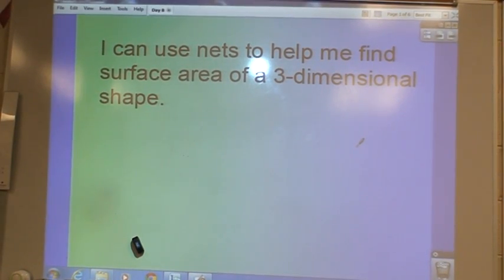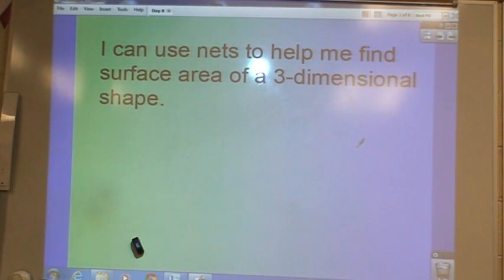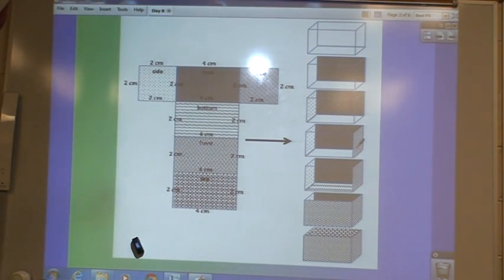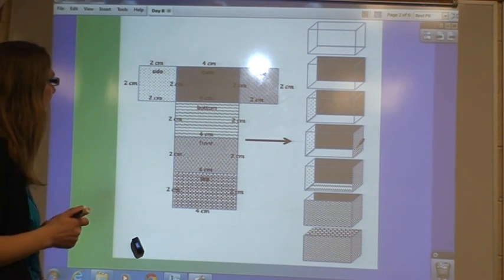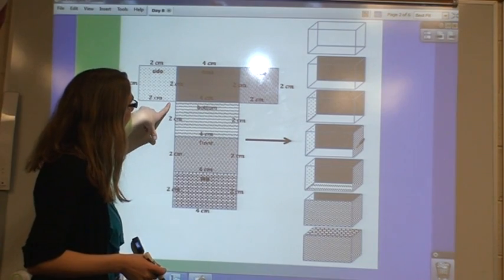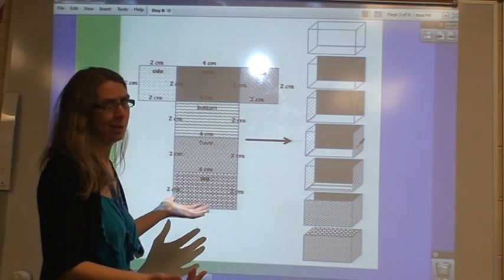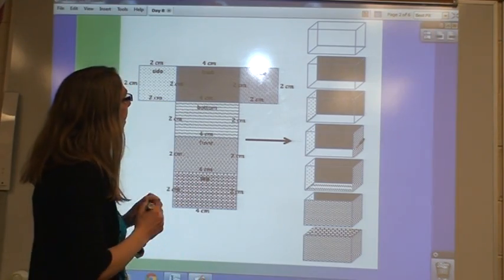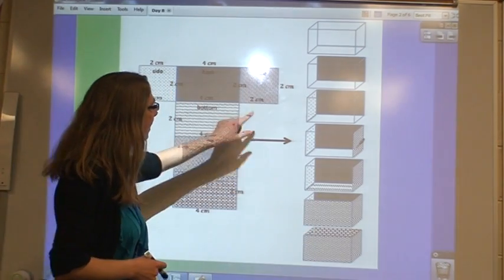I can use nets to help me find surface area of a three-dimensional shape. This is the most confusing diagram I think you will see all day, but I'm going to try to explain what it's doing. What it's done is it's taken a net of a rectangular prism and unfolded it. I guess that's what a net is. So it's taken a net and then it's saying here's what it looked like before. And then it breaks it up by each side.